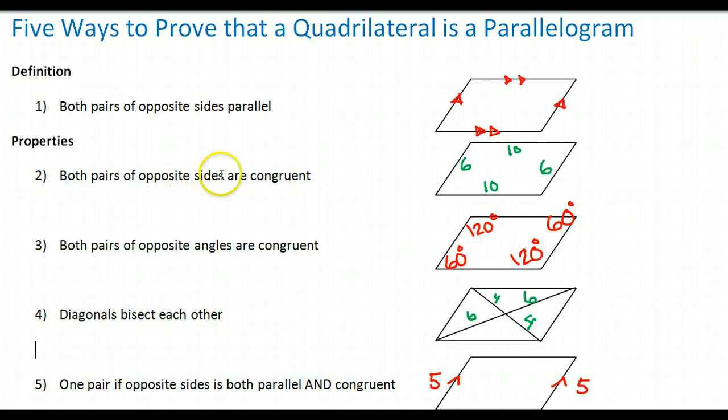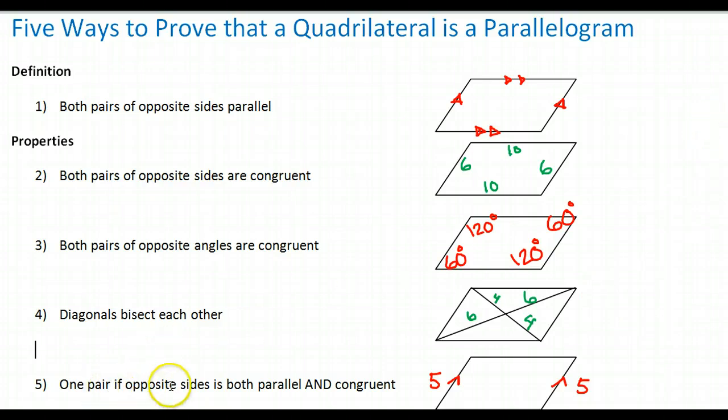If both pairs of opposite sides are congruent, like this, you know it's a parallelogram. If both pairs of opposite angles are congruent, like this, you know it's a parallelogram. If the diagonals bisect each other, cutting each other in half, that's definitely a parallelogram. The last one is the one that some kids don't always understand.